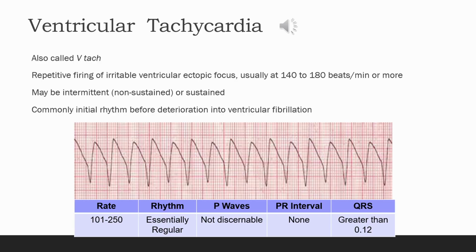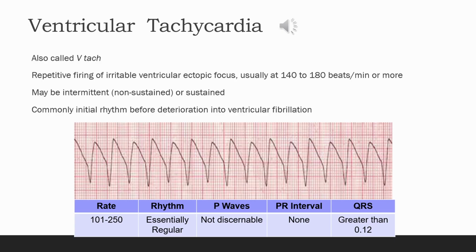So our rate here, again, typically our QRS complexes, which are just wide and assorted QRS complexes. We have a rate of typically 140 to 180 beats per minute. I know your slide says 101 to 150 or 250, but regardless. Then, again, we look at whether or not it's regular.